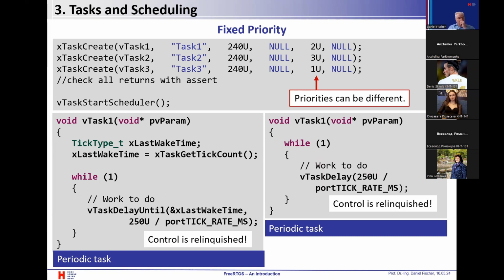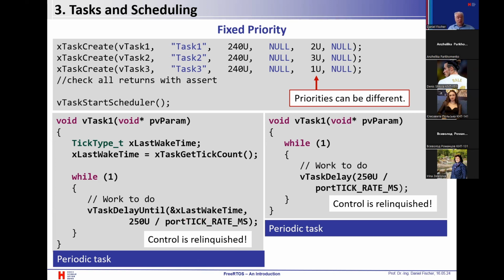Okay, here we call this the control is relinquished. That means here we give the control back to our system, to the scheduler. We put our task into the blocked state. That means the scheduler can put other tasks now in the state running.